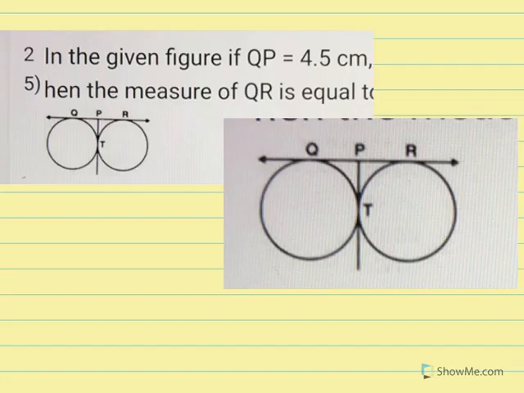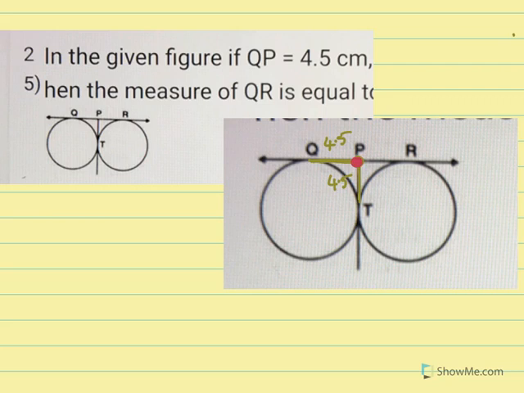Now the sum is quite a simple one. So we have here QP as 4.5. So let's mark that. I'll mark it here. I think QP here is 4.5. So QP equal to PT. Why? Tangents from an external point are equal. This is your external point. So if this is 4.5, this also becomes 4.5.